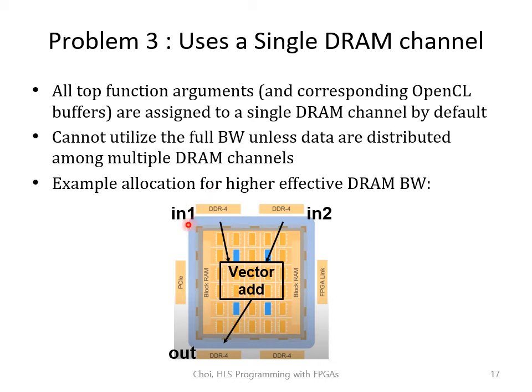So here's one example allocation for higher effective DRAM bandwidth. We can assign in1 and the corresponding buffers to this channel, in2 to this channel, and out to this channel. In this case, we can utilize 3 out of 4 DRAM channels and thus increase the effective bandwidth.